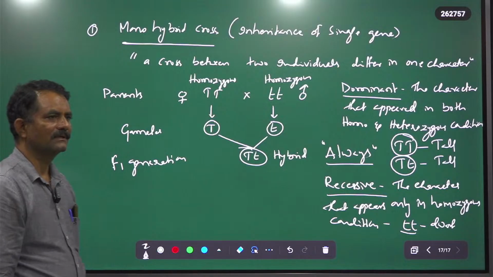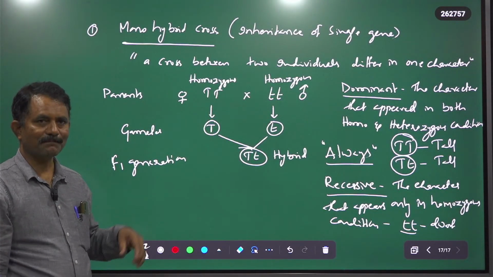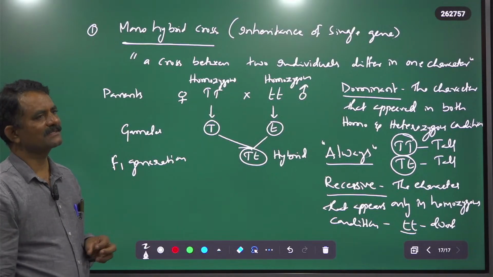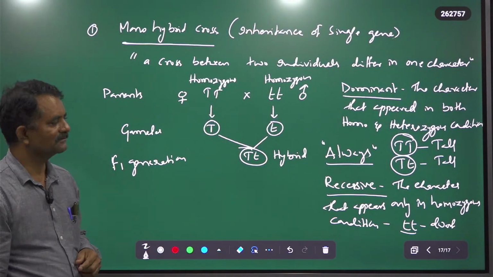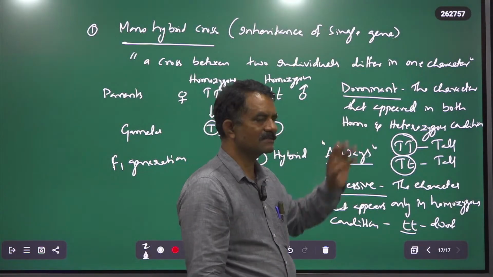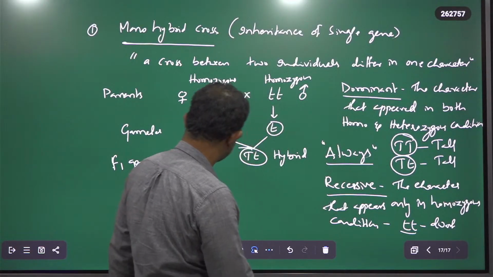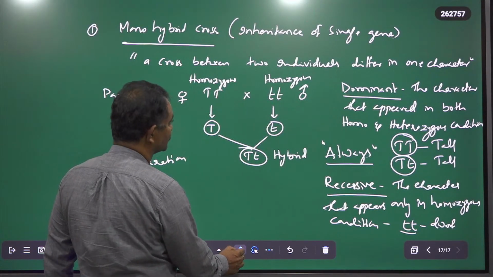The character that appears only in homozygous condition is called recessive. The character that appears in both homozygous and heterozygous condition is called dominant. Dominant and recessive, these are two very, very important words.